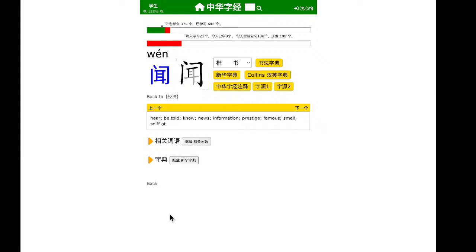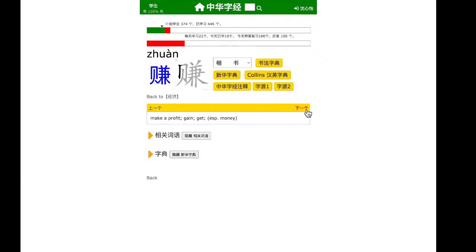闻 means to hear or be told. It's used to know something, news or information. 新闻, when you talk about the news, is called 新闻, like journalism about things that are happening. So it refers to prestigious and famous. And this is also used for smell, like the verb sniffing at is also this word, 闻. 赚 is to make a profit or gain, get money.